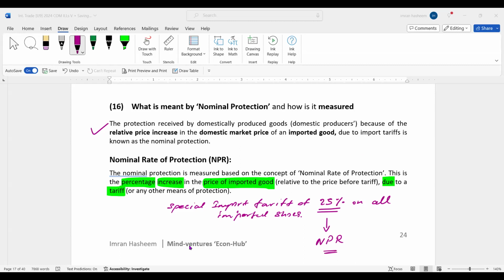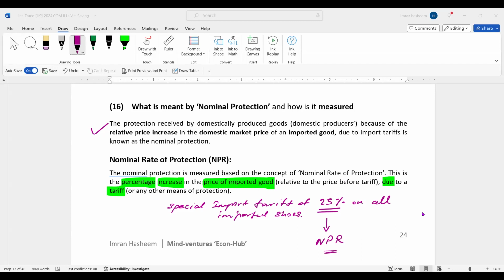Nominal rate of protection does not give us any idea of whether the domestic producers have been able to actually improve their value addition. Are they genuinely getting protection from the government by doing this? First thing, the impact on value addition is not shown. We don't have an idea.